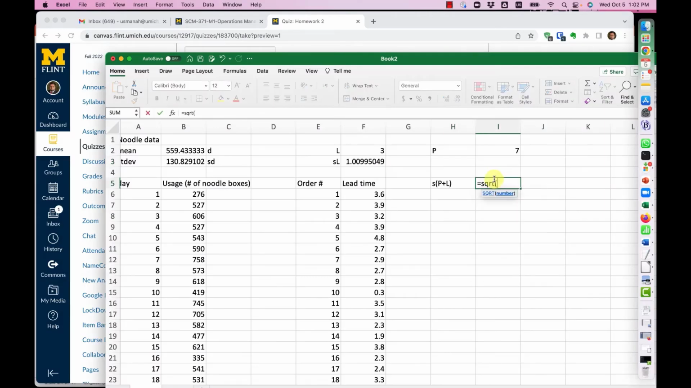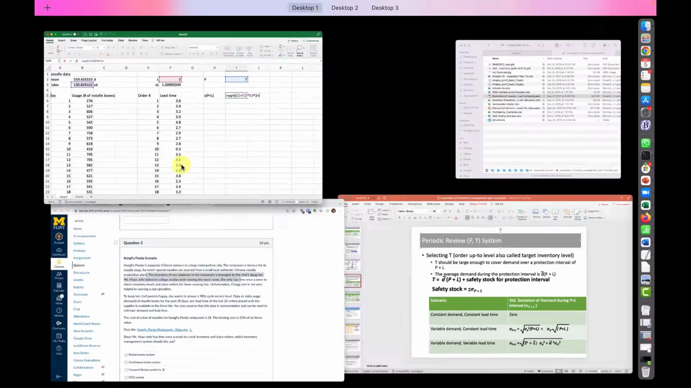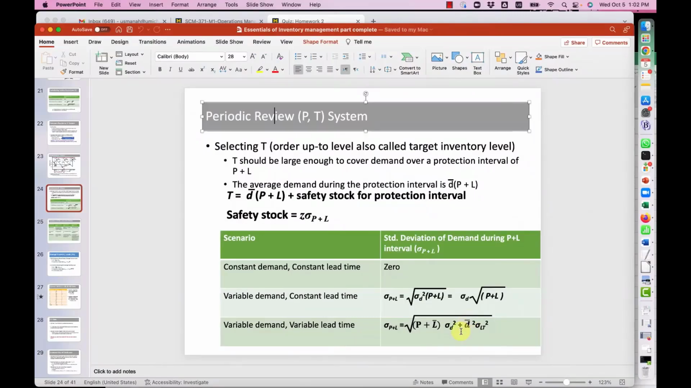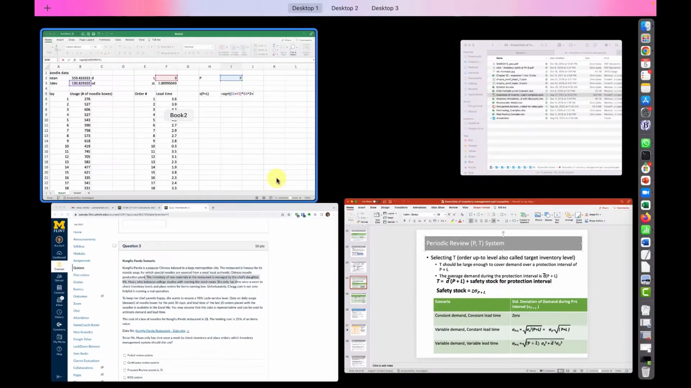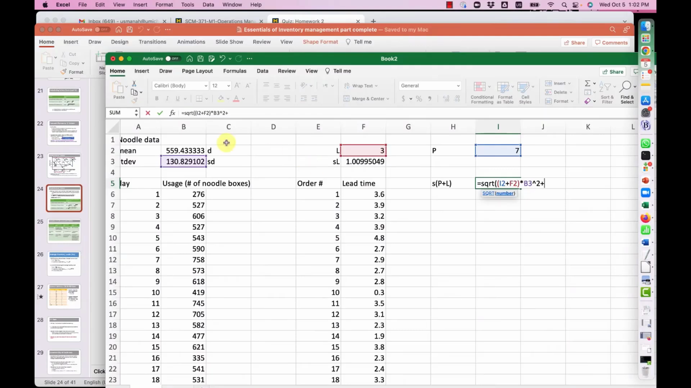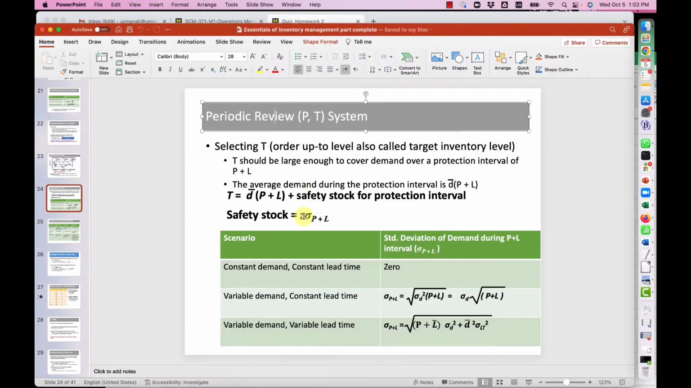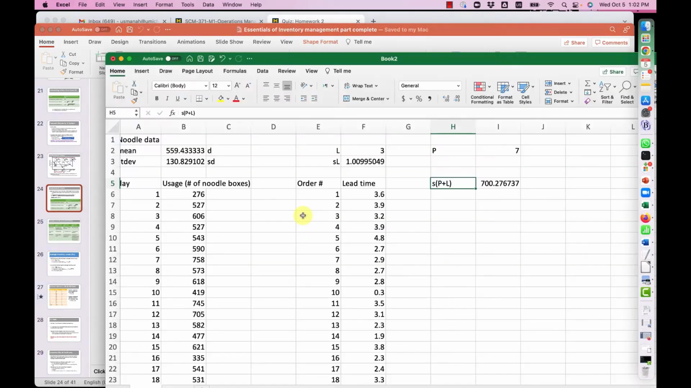So we do the square root of P plus L times the standard deviation of demand squared plus, let's check the slides again to get it exactly right, the average demand squared and the standard deviation of lead time squared. So then we'll take the demand squared times the standard deviation of lead time squared, and that gives us sigma P plus L, the standard deviation of demand over the P plus L interval. Once we have that, we multiply that by Z to get the safety stock.